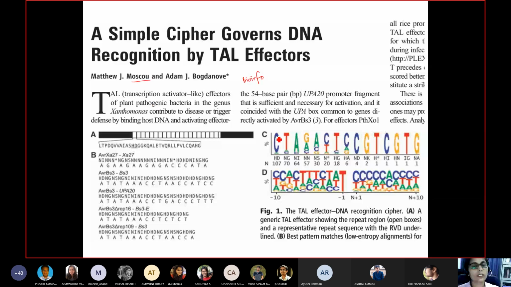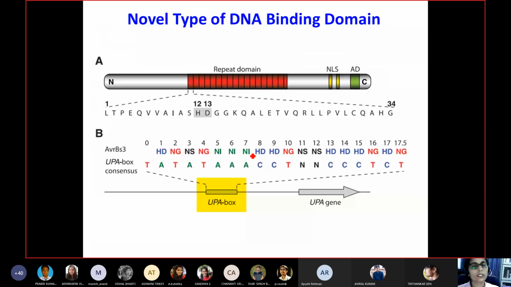So the observation from both groups was that the length of the UPA box roughly equals the number of AvrBs3 repeats. For example, consider these are the AvrBs3 repeats. We have seen that it has almost 17.5 repeats, which is also mentioned here, 17.5. And what was observed is that, imagine this is the UPA box, and these are the UPA genes which are upregulated.